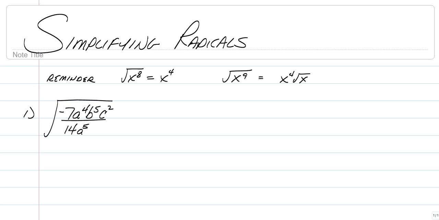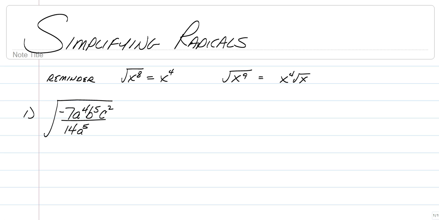For example, we should remember that the square root of x to the 8th is x to the 4th power. But the square root of x to the 9th would be x to the 4th root x because we have an extra x that we can't take the square root of. Okay? So, just make sure you are aware how to do that. Now, let's jump into some of the fun stuff.